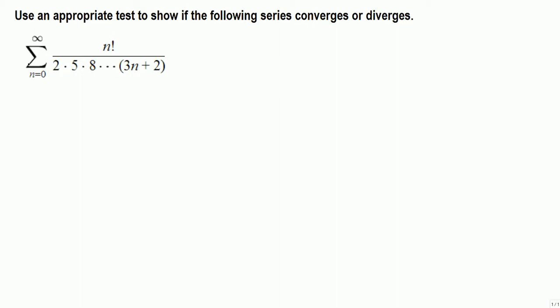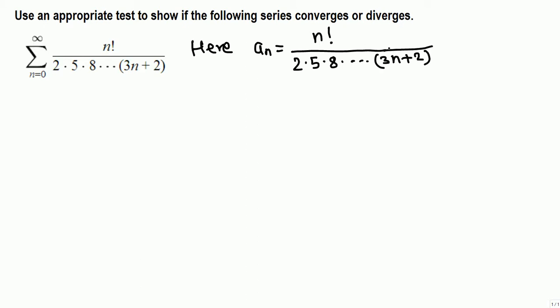We have the series sigma of a_n. The general term a_n is n factorial over 2 times 5 times 8 all the way to 3n plus 2. Okay, due to this factorial term, we want to use the ratio test.